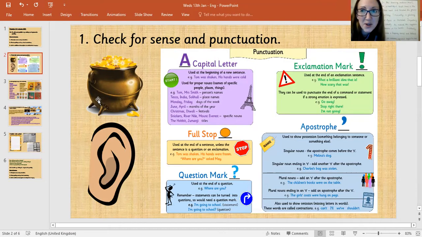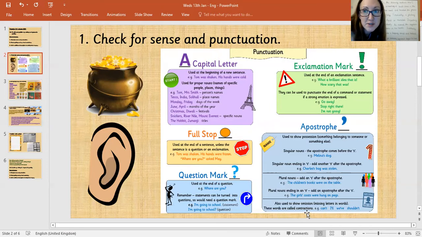Writing gold. So read it with expression. Stop at your full stops. Pause at your commas. Take your time reading it out and take pride in the writing that you've done. And also, once we've checked that it makes sense, we're also going to make sure that we have our punctuation in the right places.